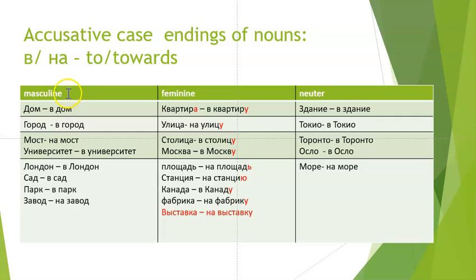So the masculine nouns, as you can see from the slide, don't change. Especially masculine inanimate, no change. Feminine will change а to у and я to ю. Neuter, no change as well, like the masculine form. So дом, в дом, to the house. Город, в город, to the town.